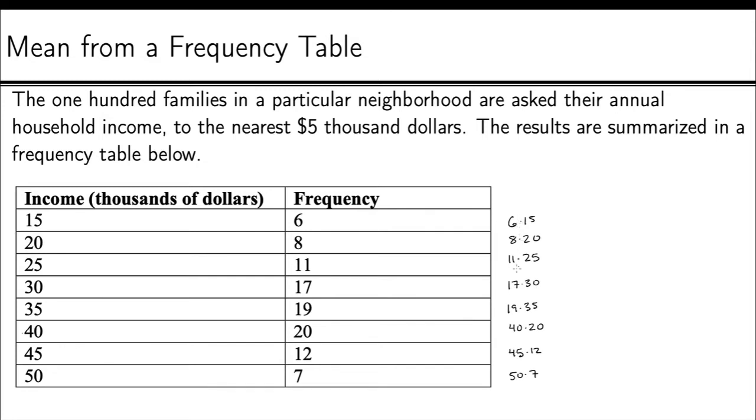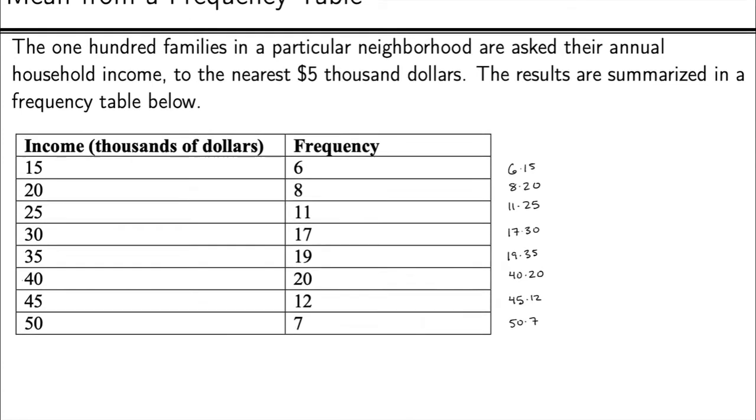Now, I'm going to wait to actually calculate these because I'm going to plug them into the calculator later. Now, when I actually multiply these, that's added up the 6 incomes that are the $15,000 and added up the 8 that are the 20,000, etc. So I'm going to add all of these together, and then I need to divide by the total number of observations. And the way I'm going to get that is by adding the frequencies.